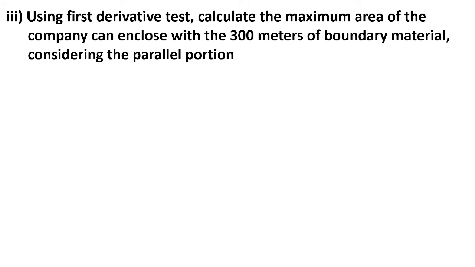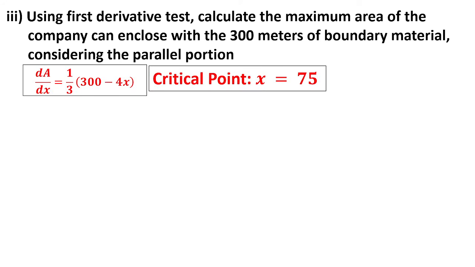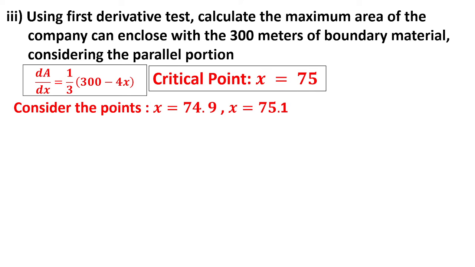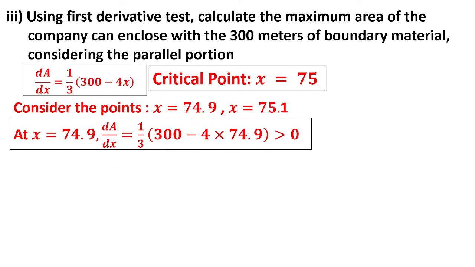Using the first derivative test, I think you remember sometimes they will also ask how to find it using the first derivative test. You have to take the critical point, take a point to the left, take a point to the right, and check the nature of the first derivative. If it changes from positive to negative, maxima; negative to positive, minima. Now I will take dA by dx and the critical point. I will take 2 points, 74.9 and 75.1. You can take 74 and 76 also, nothing will happen, but normally it should be very close.